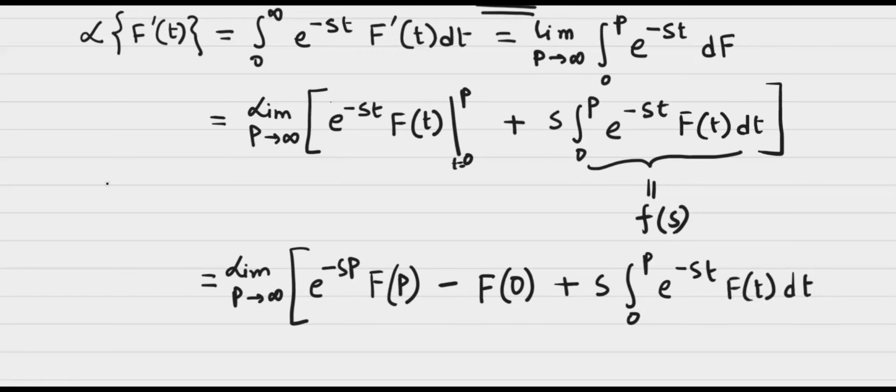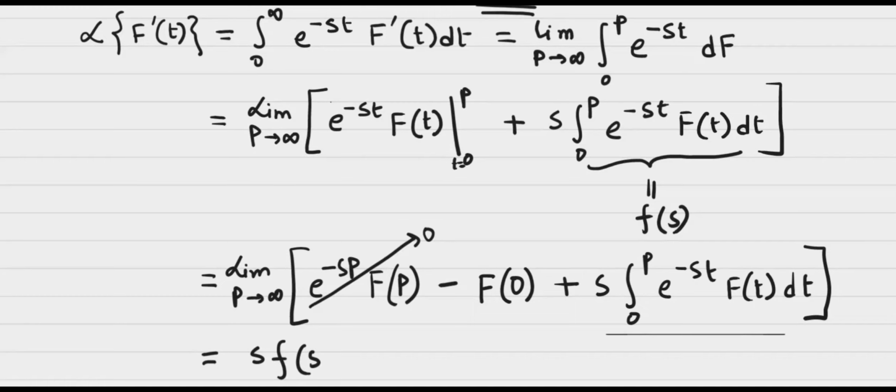Okay? So now the next step is really simple. If we take p tends to infinity, this term here goes to 0. So we are left with two terms only. This one turns to s times F of s. So we have s times F of s, which is the second term here, the underlined one. And then, of course, this term right here. So for this one, we get minus f of 0. And that is the Laplace transformation of the derivative of f with respect to t.